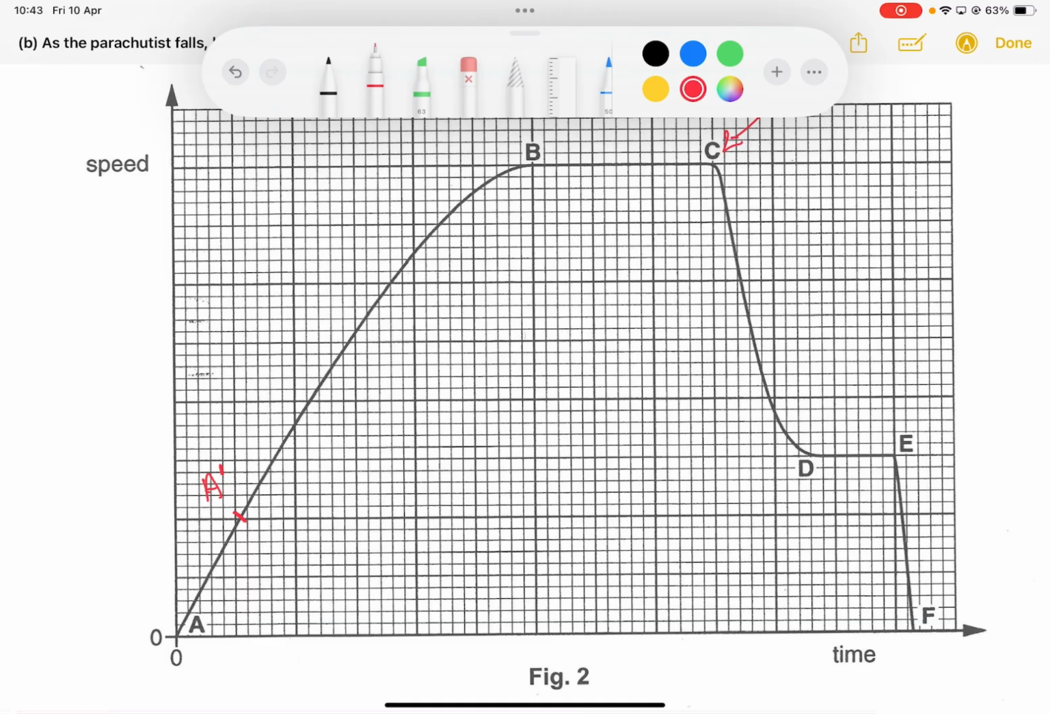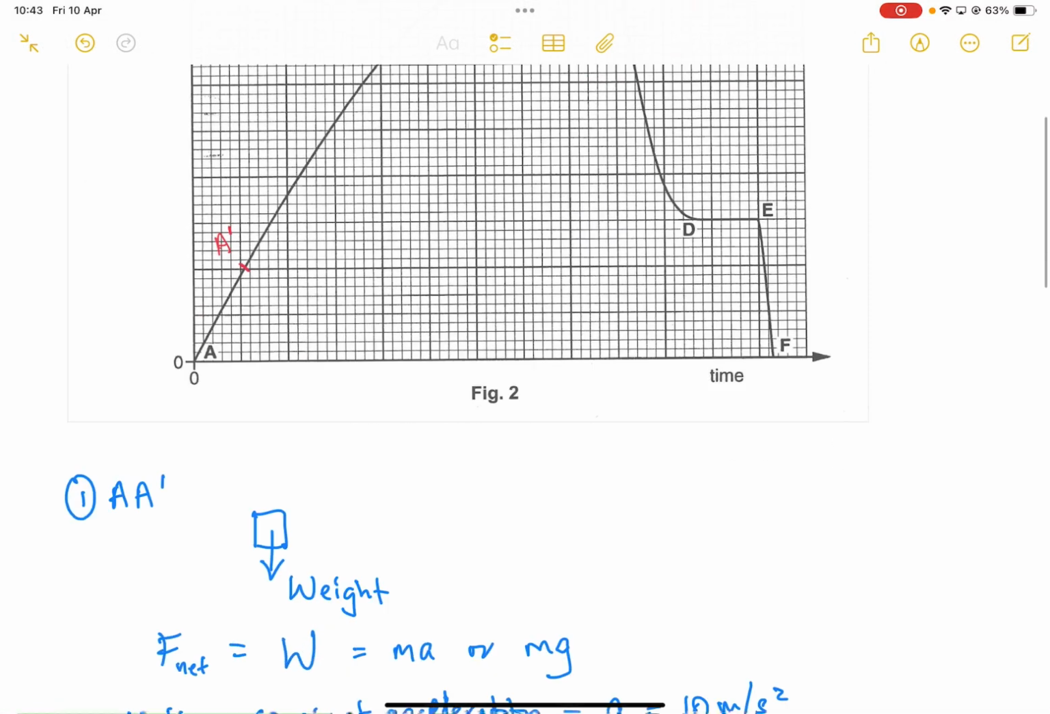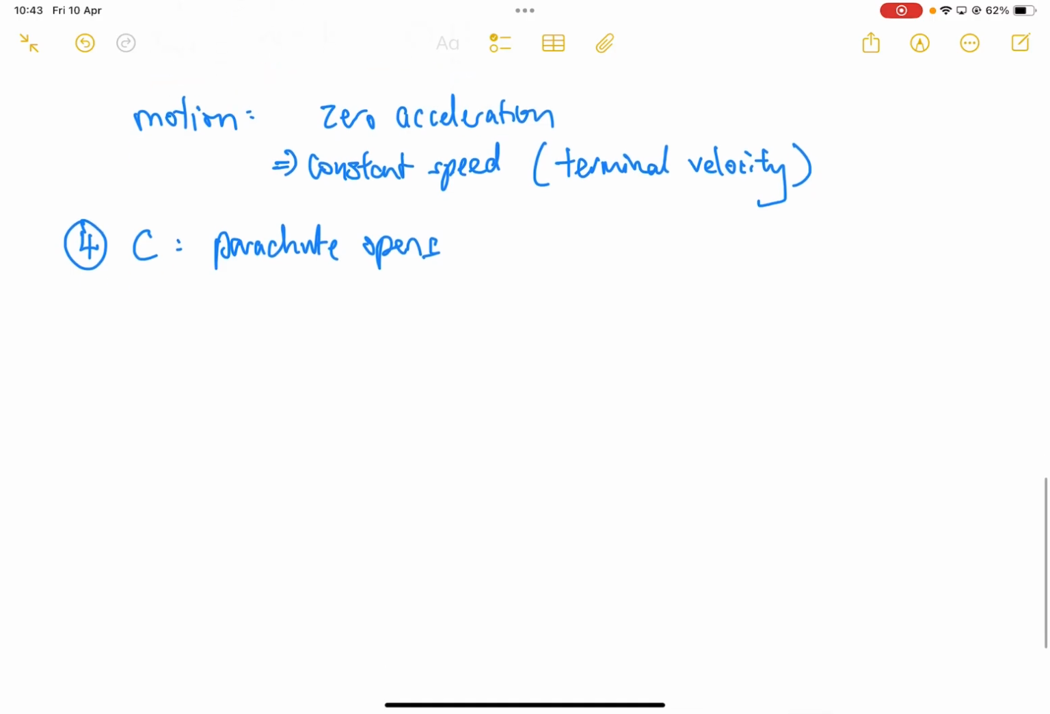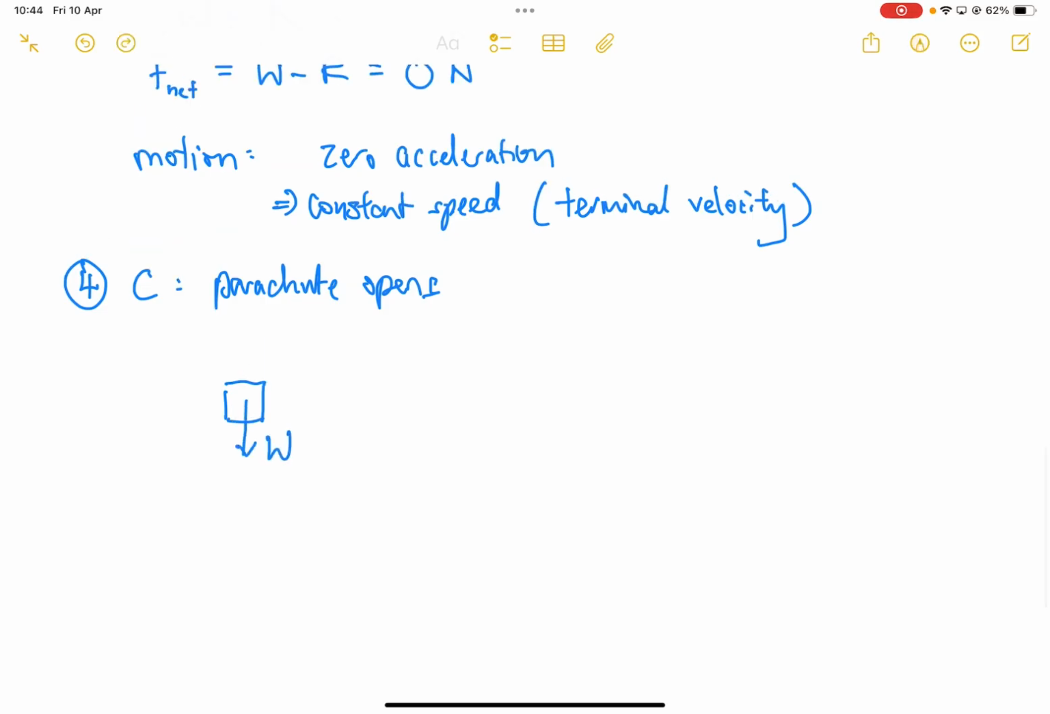Over here, the parachute opens. At C, the parachute opens. What happens to the forces now? Can anyone tell me? Air resistance, is it more or less than the weight? Air resistance is now more than the weight.